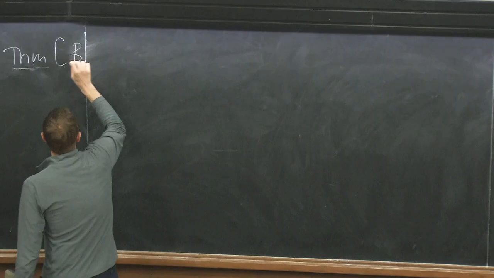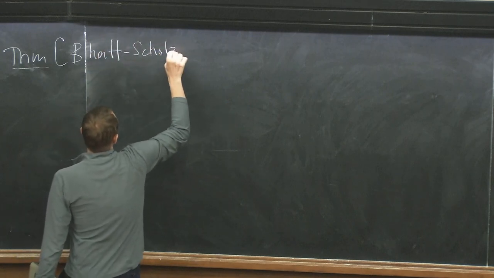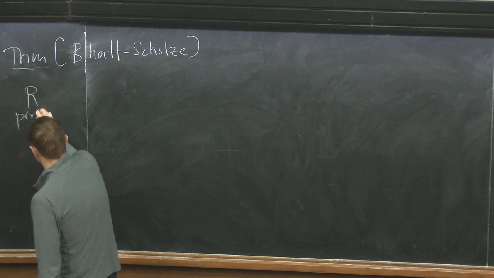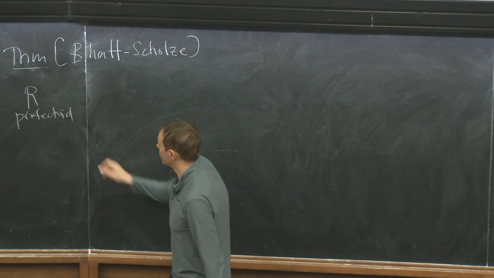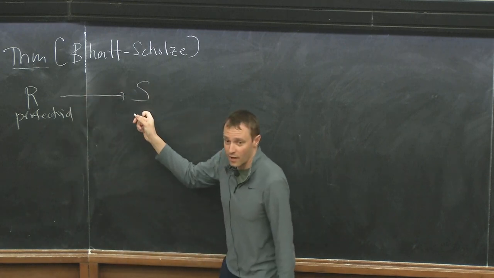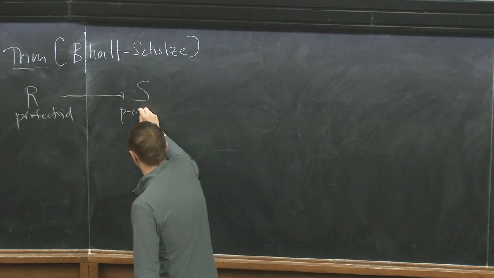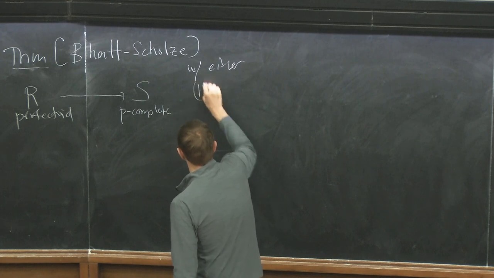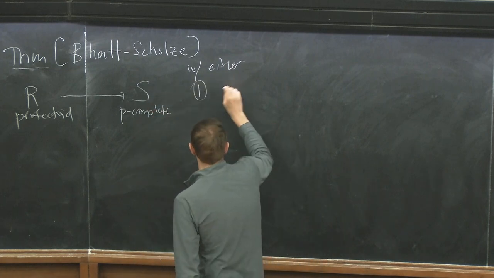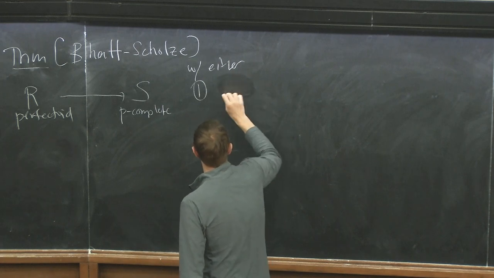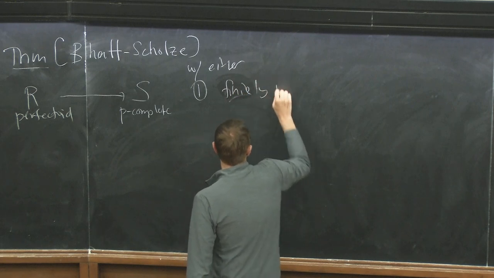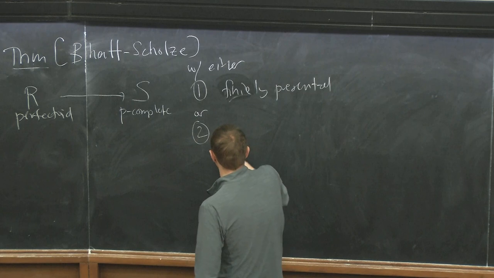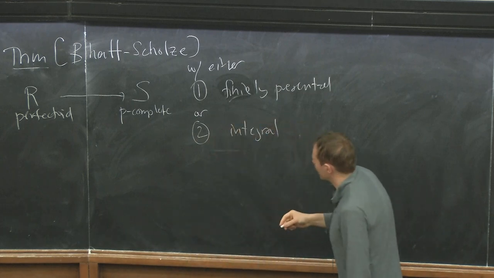let me start off by quoting a result of Bhatt and Scholze. Let's say you found a perfectoid ring R, and I give you an R-algebra S, where this is p-complete. And one of two things holds: either S here is finitely presented, or let's say S is integral over R. Well, at least up to p-completion.